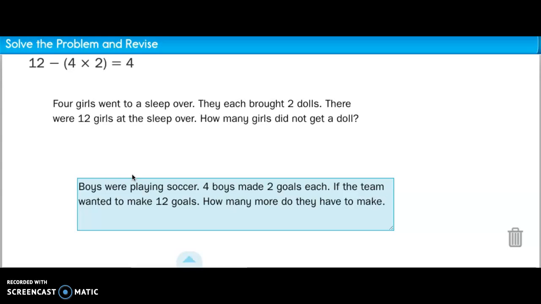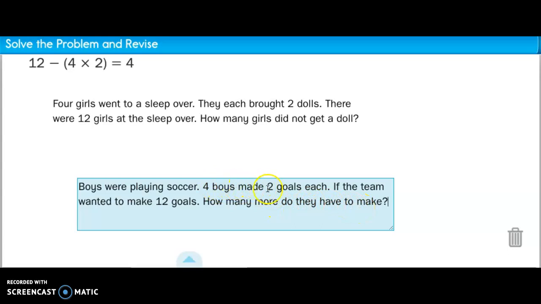I'm sorry, this recording keeps stopping me, so I'm hoping it's not too glitchy for you. So this actually would be a question, so I'm going to write a question. So this one, boys were playing soccer. 4 boys made 2 goals each. If the team wanted to make 12 goals, how many more do they have to make?